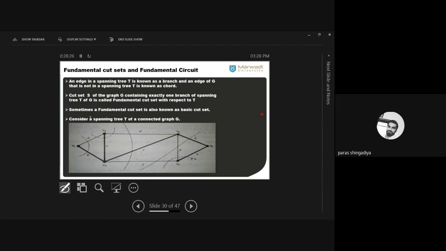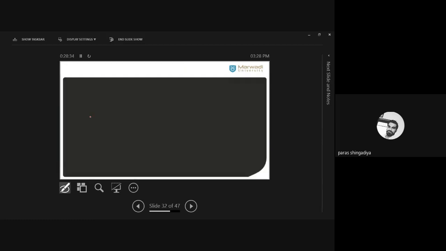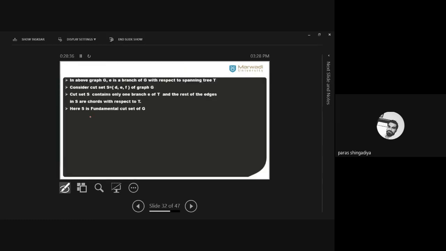So sometimes the fundamental cut set is also known as a basic cut set, and consider this graph, that we already checked. Clear? And based on that, we can derive these examples of fundamental cut set. In the above graph, E is a branch of the G with respect to the T, and consider the cut set DEF. Where E is the branch and D and F are known as chords of the graph G, and the cut set contains only one branch E of the T, and the rest of the edges are chords with respect to T. And here S is known as the fundamental cut set of the G. DEF where E is the branch and D and F are known as chords.